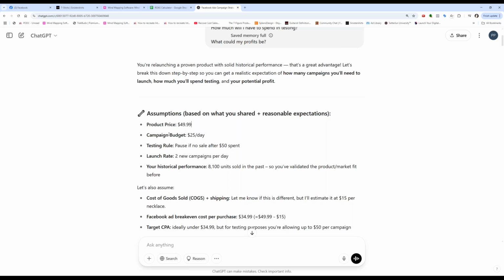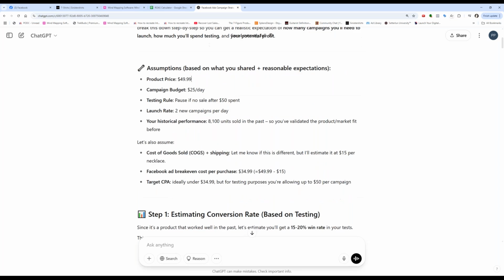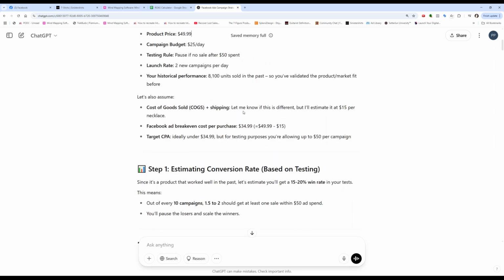So the product price, $49.99, campaign budget, 25 a day, testing rule, pause if no sale after $50 spent, launch rate, 2 new campaigns per day, your historical performance, 8,100 units sold in the past. So you've validated the product-market fit before. And then let's also assume the cost of goods sold plus shipping. Let me know if this is different, but I'll estimate it at $15 per necklace. They were off by $2 on the estimate. I didn't even correct them. It blew my mind. I didn't tell them how much it cost. It cost $13. Amazing.